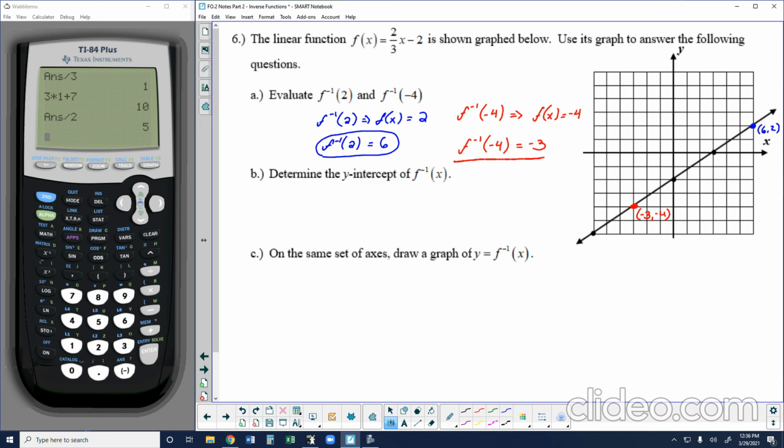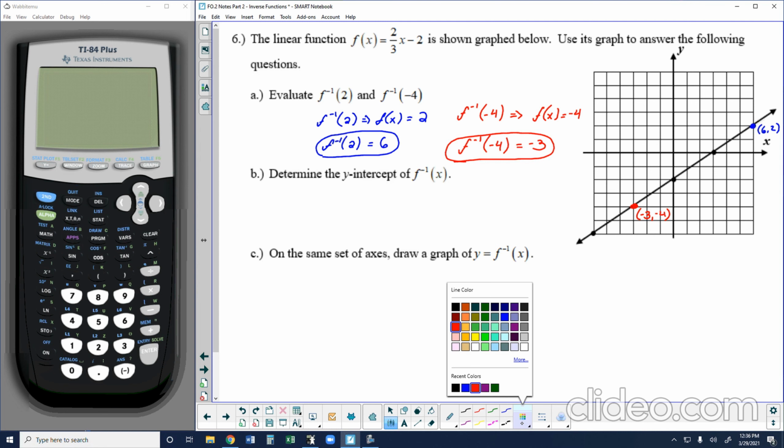So what we're doing again, we've done this with original functions. We've been given an x or a y value and we're finding the opposite. Now what we have to do here is remember that if this is f of x, the inverse would flip the domain with the range. Those values would switch. Now the question in B says determine the y-intercept of the inverse of f of x.